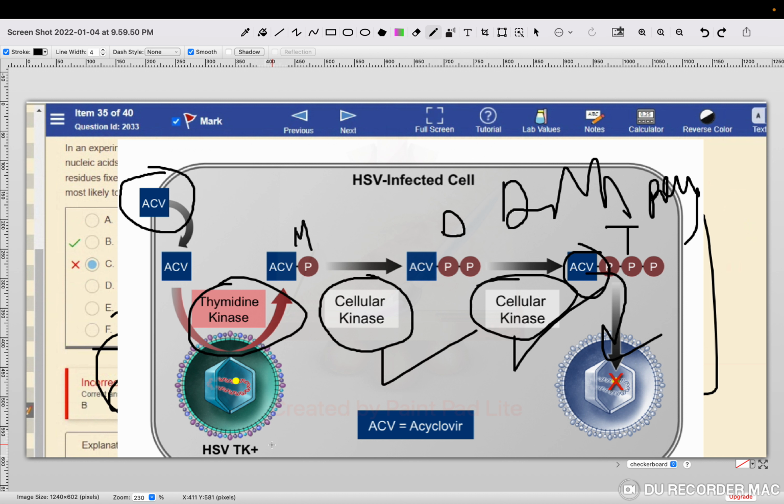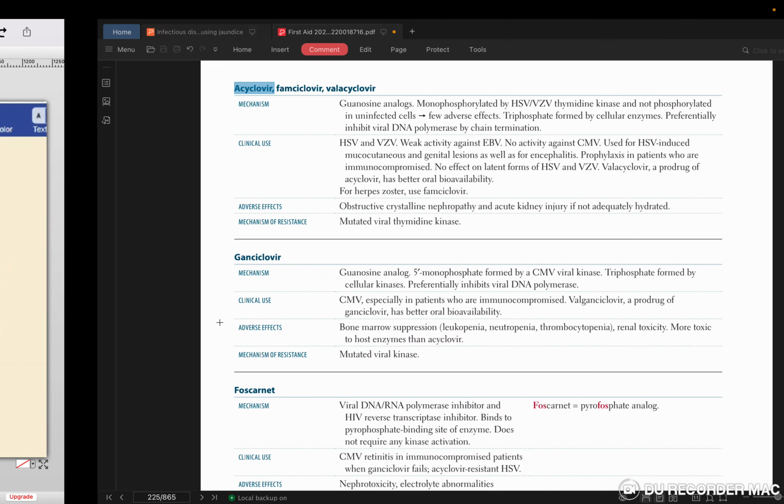Can acyclovir work on non-infected cells? The answer is less likely, much less likely, because I told you it's a two-key type of situation. You must phosphorylate it multiple times for the sake of getting activated. One time, the cellular kinase alone cannot do it. You should have the thymidine kinase from the virus itself.